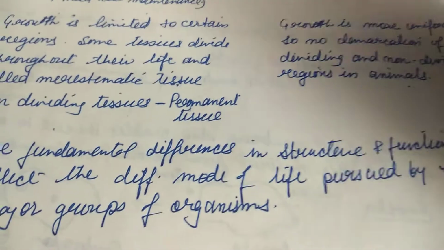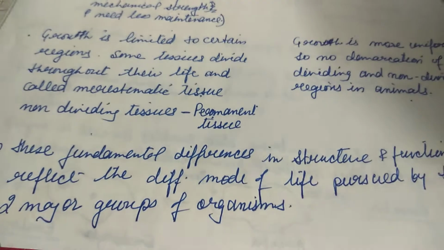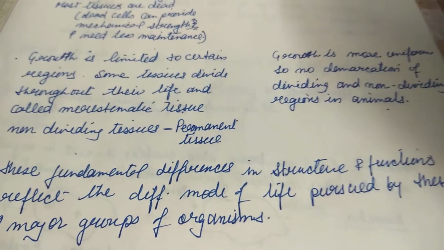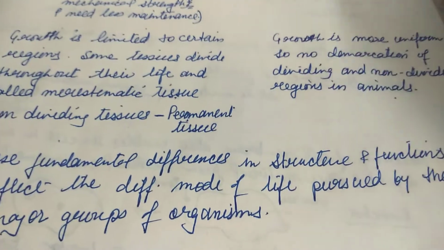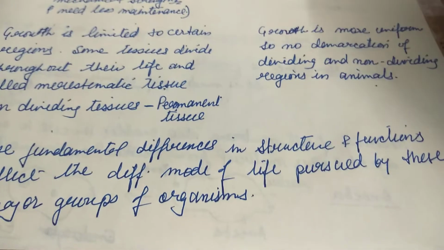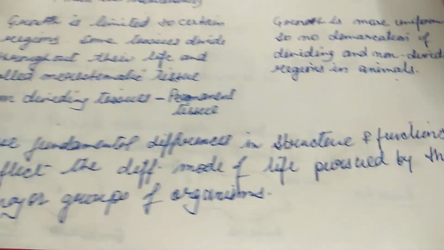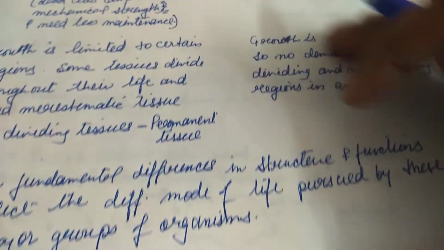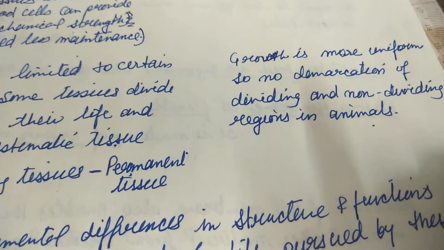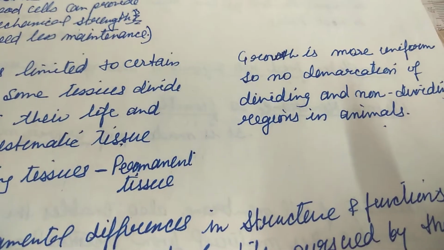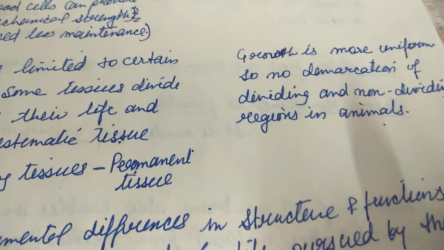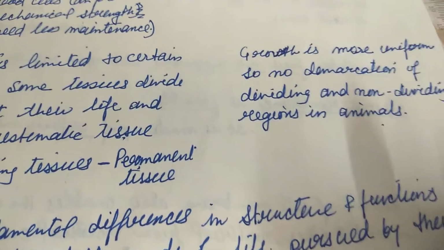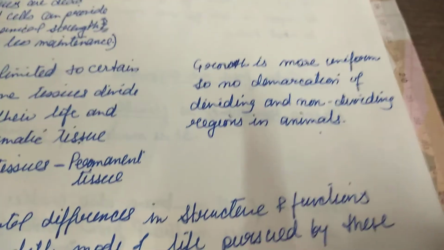Because of these fundamental differences in their structure and their function, these differences reflect the different modes of life these major organisms live, right? So this is about the introduction of tissues and why they are different in plants and animals, and we'll do more about this tissue in the next videos.